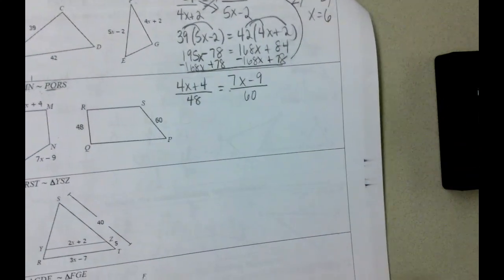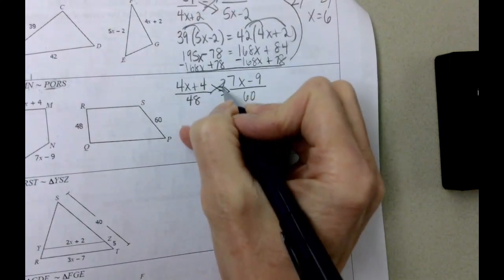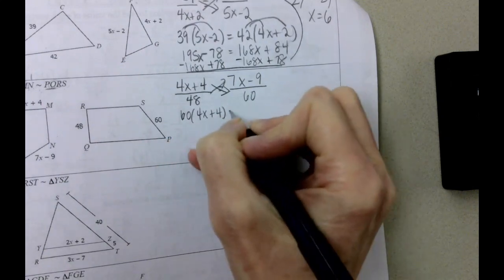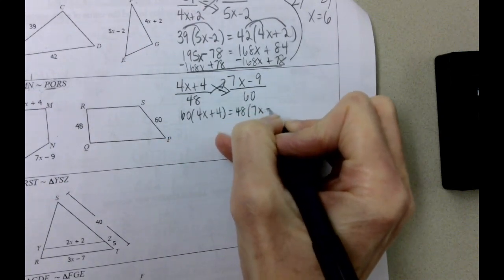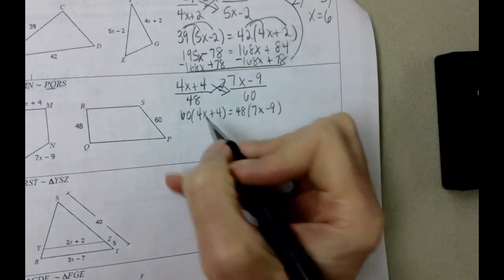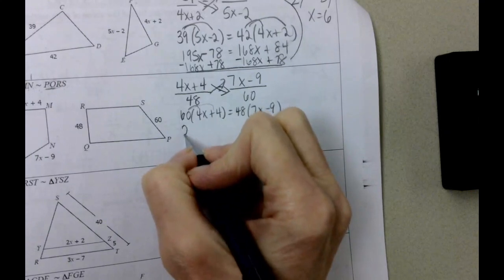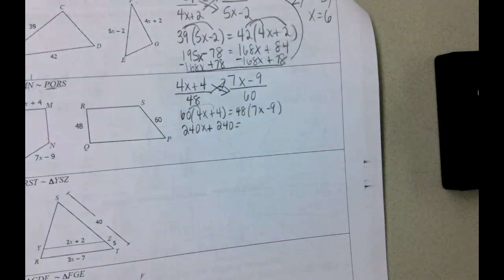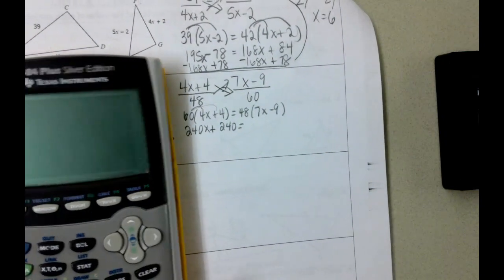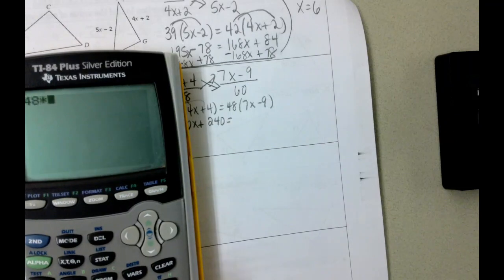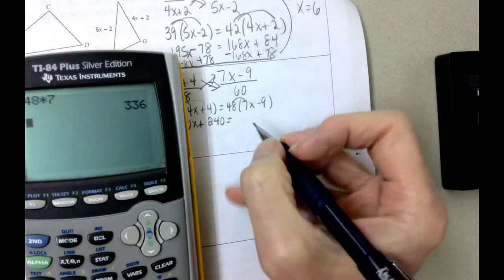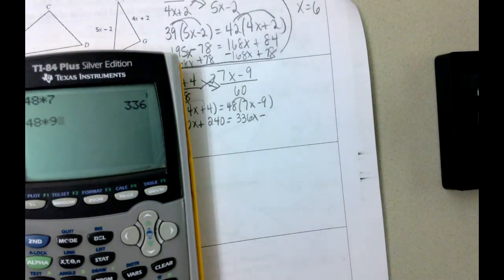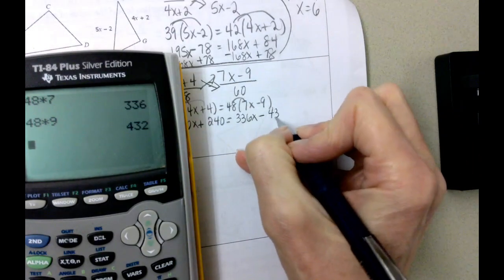And now what we're going to do is cross multiply. This times this equals this times this. So 60 times 4x plus 4 equals 48 times 7x minus 9. Use decimals, use a calculator, but we're going to distribute here. And we get 240x plus 240 equals 48 times 7, which is 336x, and 48 times 9 is 432.